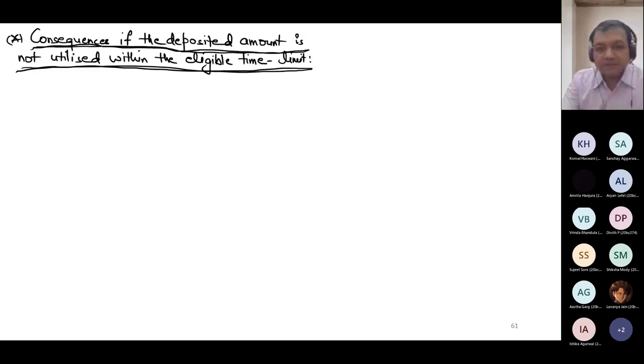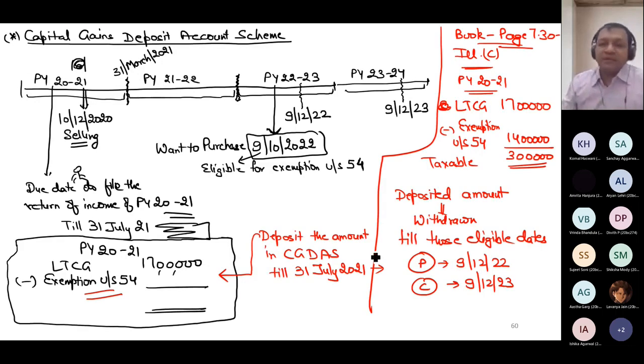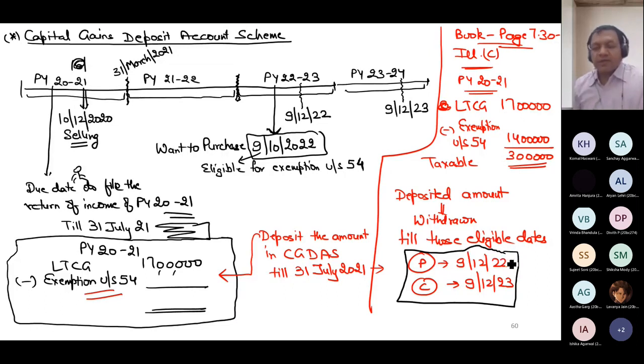In the previous example, what is the maximum time limit? This time limit. So what is the rule? Can you think logically? What is the rule, or what should be the rule? Just as a rational person, think logically. I deposited 14 lakh and I got the exemption. And I have not utilized 14 lakh in purchasing or constructing the house within the time limit. So logically, what should happen to me?